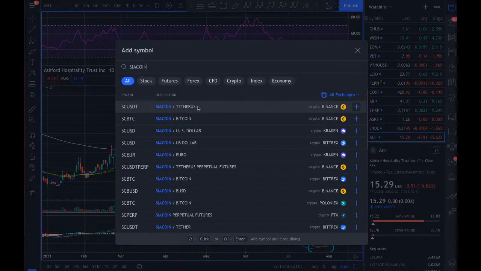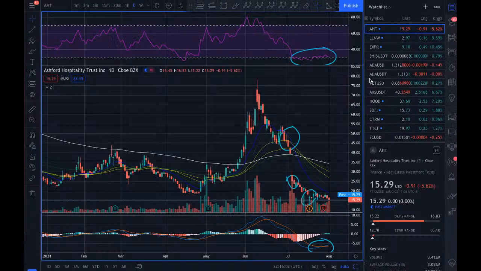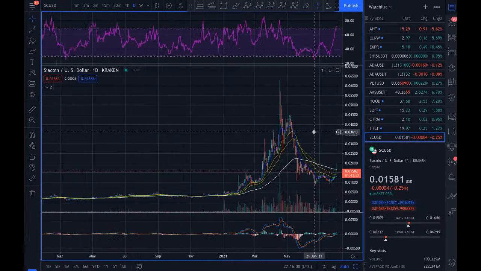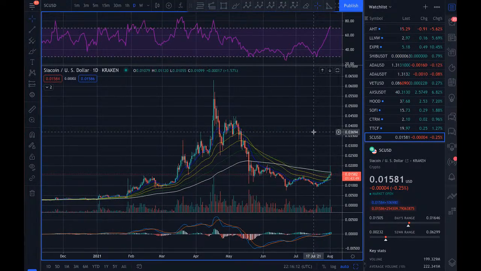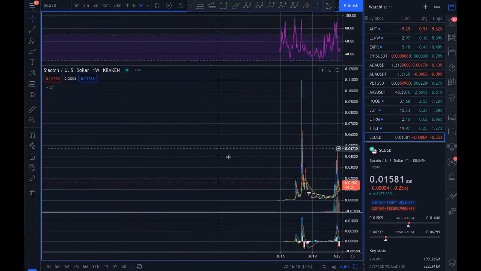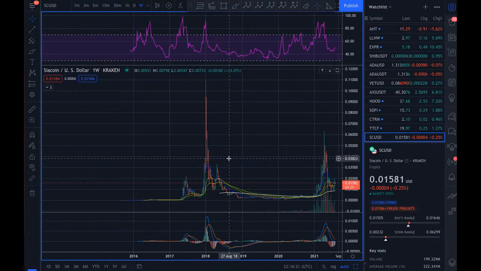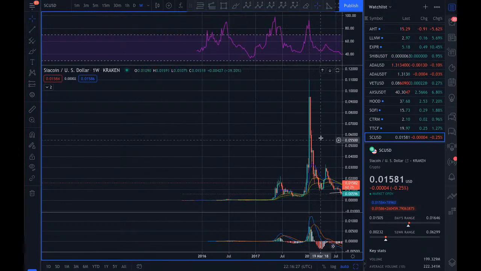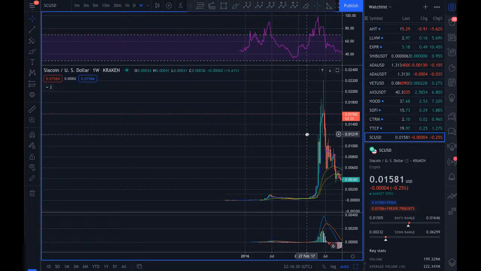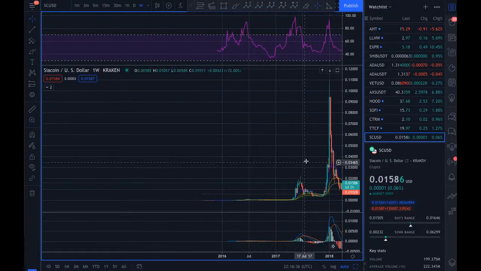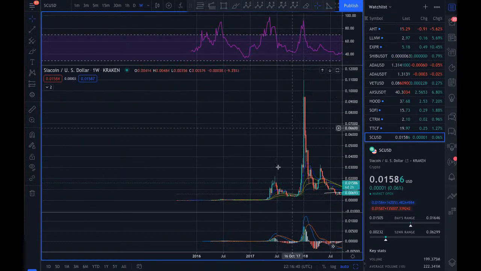All right, Siacoin, US dollar on Kraken, I guess. Let's check it out. How far do we go back here on the daily? This back here looked like 1, 2, 3. That's strange. Unless that was the 1, 2, 3, and that was the wave 4, and it had a really extended wave 5.